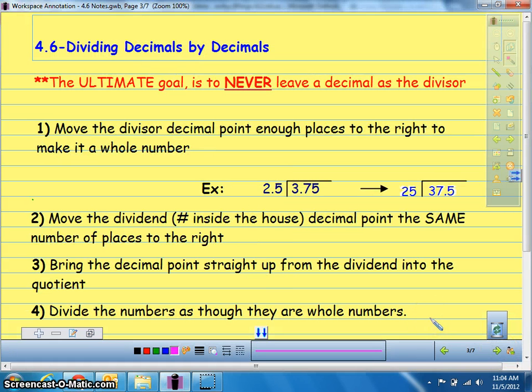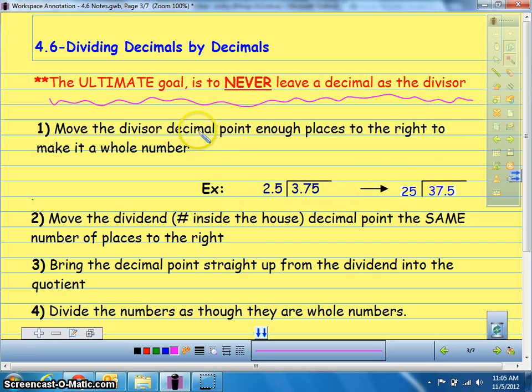So now today we're talking about 4.6. Now I know we skipped 4.5. We're going to come back to that. But I think 4.6 is better when we do it right after 4.4. Today we're talking about dividing decimals by decimals. So that means we're going to have decimals both inside and outside of the house. And what we need to remember with this is we never want to leave a decimal outside the house. We always want to turn it into a whole number.